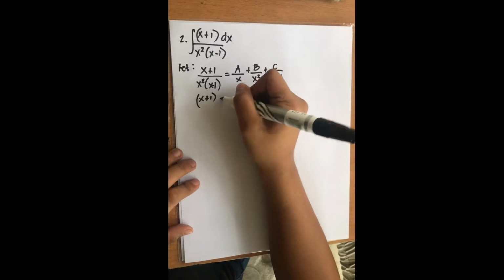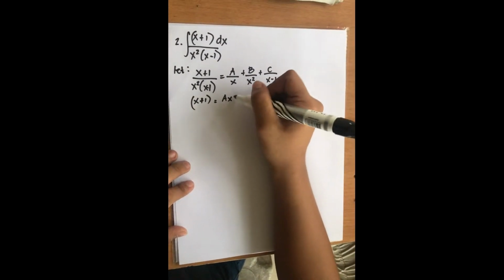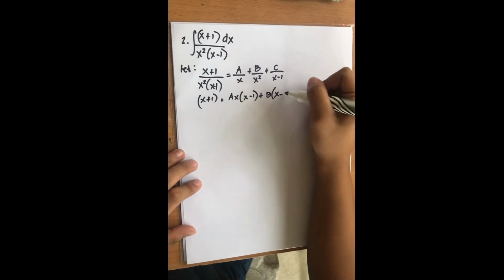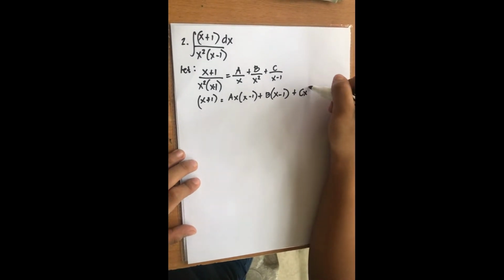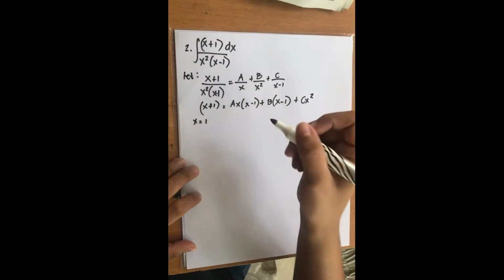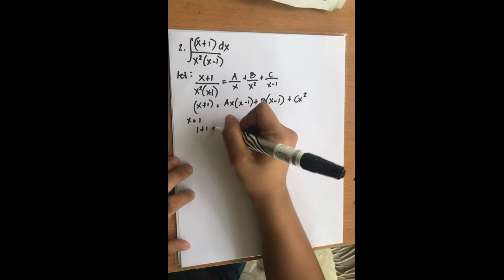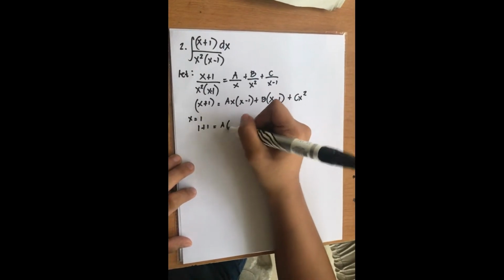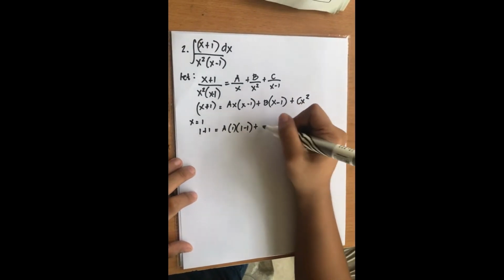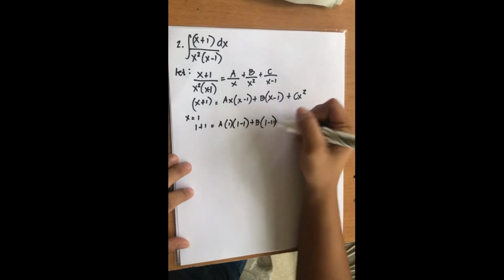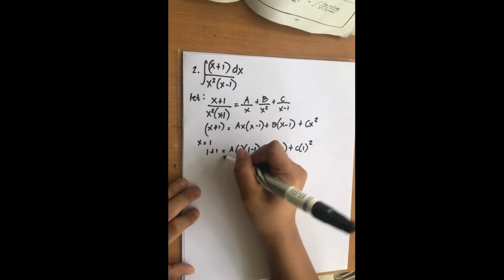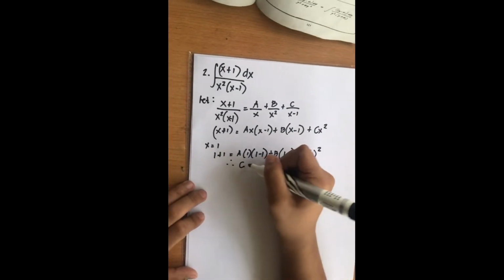x plus 1 is equal to ax times (x minus 1) plus b times (x minus 1) plus c x squared. If x is equal to 1, 1 plus 1 is equal to a times 1 times (1 minus 1) plus b times (1 minus 1) plus c times 1 squared. So c is equal to 2.